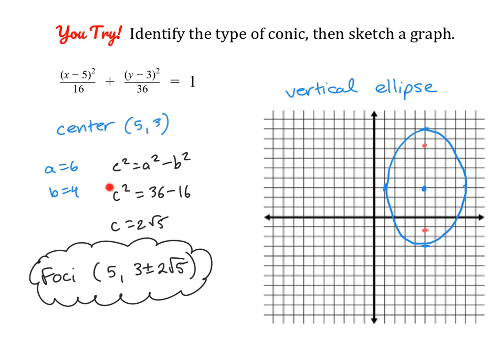And for my foci, I need that c value. Be careful that you're using the right formula. We get c equals 2√5. So from the center, again, you start at your center point, and since it's a vertical, we're actually going to move up and down, which means we should add or subtract this from our y value. So the coordinates would be at 5 and then 3 plus or minus 2√5. Again, all we're doing is adding and subtracting 2√5 from the y value because we want to move up and down 2√5.